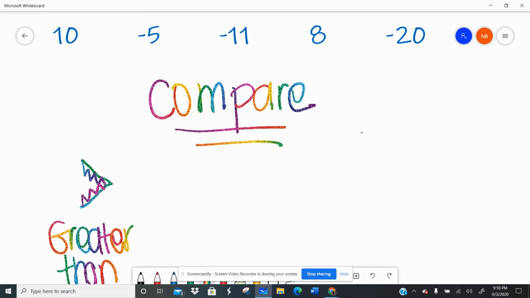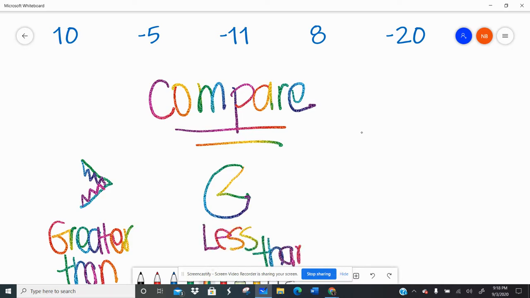And if you don't like the alligator analogy, we can do a Pac-Man. The Pac-Man faces away from the first number. That means less than. And of course, if they're equal, that's just equal to, right? That means they have the same value.